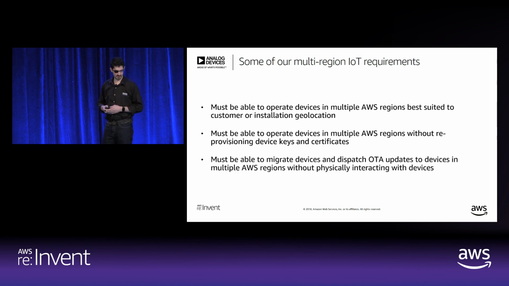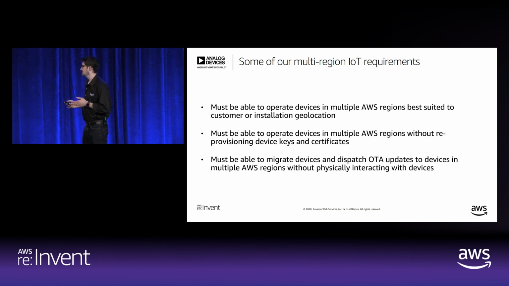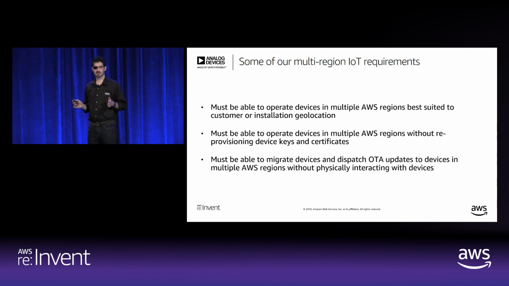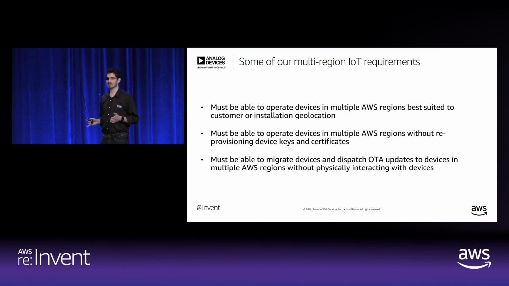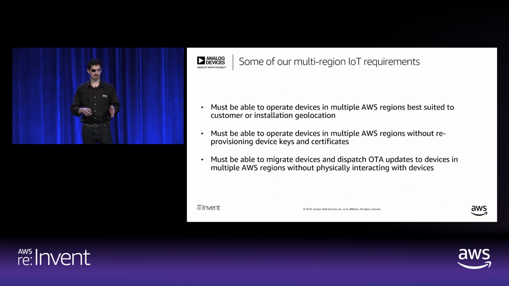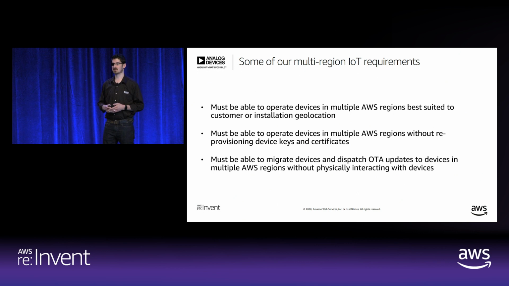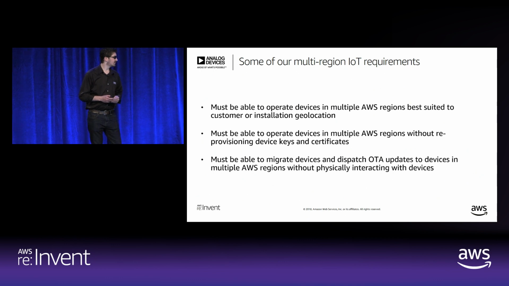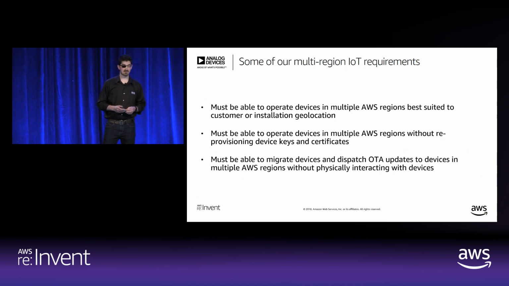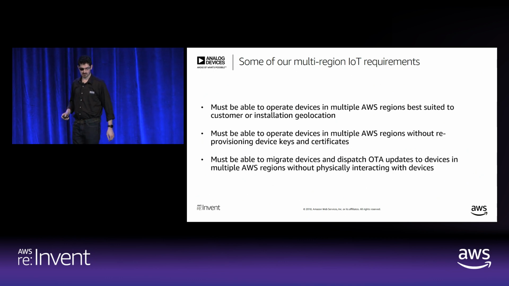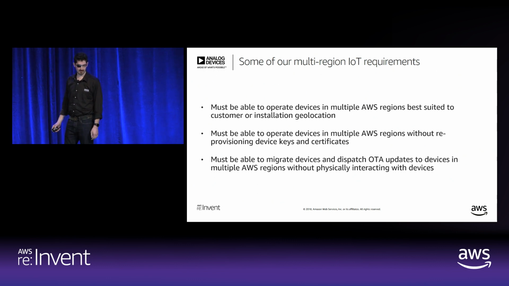And then, as I mentioned previously, we must be able to migrate devices, dispatch OTA updates, and update configuration for these devices, and do all of this without physically interacting with them. By the nature of this Argus M product and the installations in these heavy industrial environments, it's often far too harsh, expensive, difficult, or even impossible to access these devices after installation. So those are some of our requirements.